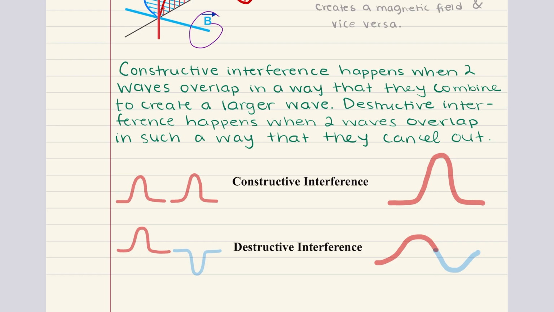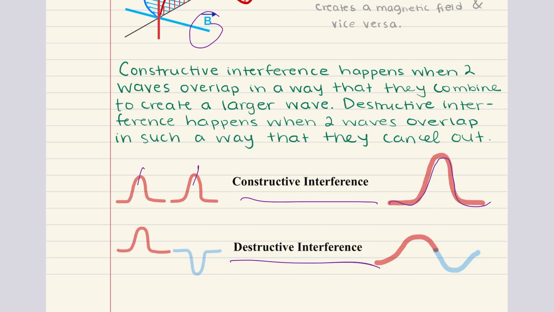When two waves overlap, they interact with one another, and this interaction can take two forms. It can be constructive interference. This occurs when the peaks of one wave align with the peaks of another, effectively combining together to create a larger wave. This results in an increase in amplitude, which corresponds to greater intensity.